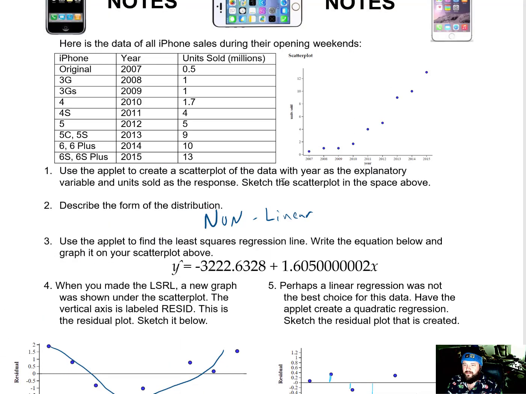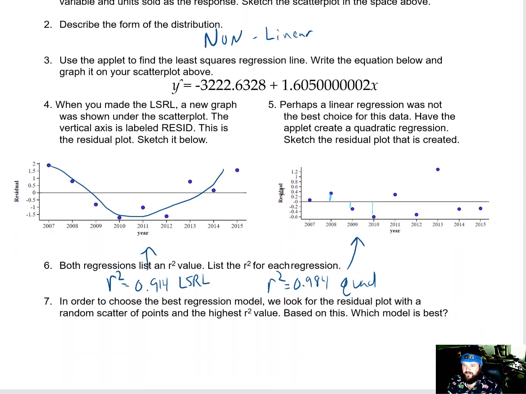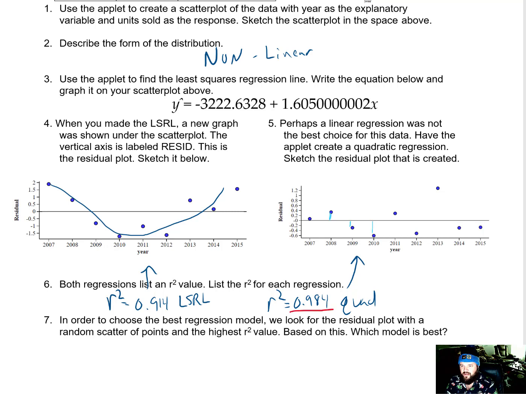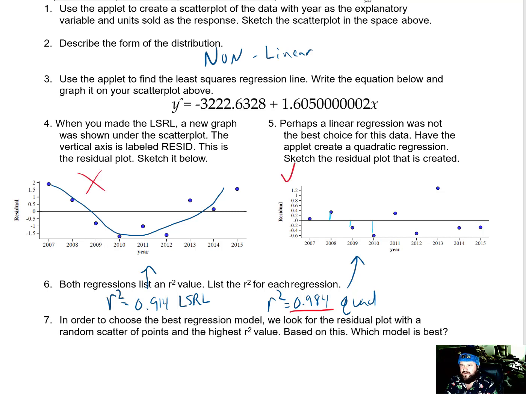Alright, and so with that, being that we've seen that, of course, in order to choose the best regression model for number 7 right here, we look for the residual plot with the random scatter of points and the highest r squared value, or coefficient of determination value. So based on this, what is the best model? And if we look at that, we pretty much just said in multiple ways. Again, our quadratic has a higher coefficient of determination and has the best scatter. Okay, this is no good. However, the quadratic is better. So overall it is the best model for that.